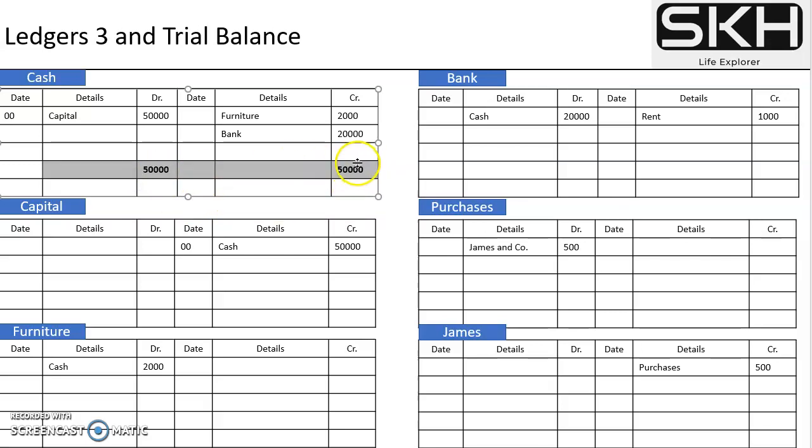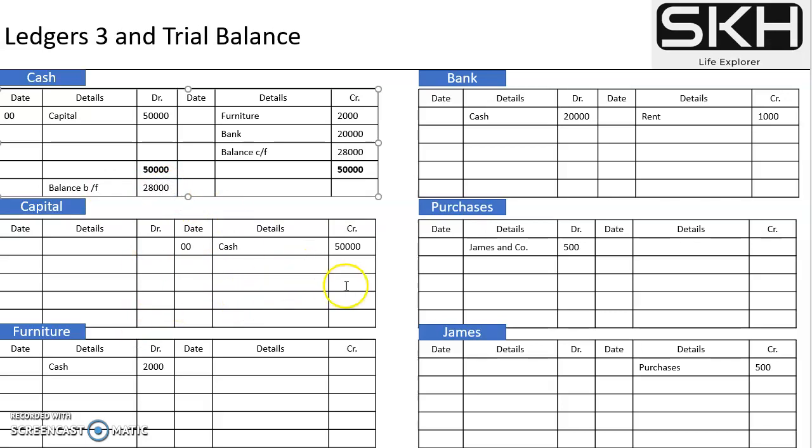So I'll make it a little bit more prominent, and I will subtract the smaller side. The smaller side is 22,000. So the balance is 28,000. So this is called balance CF. And then we will post down this balance on the opposite side, and this will become balance BF, and balance BF is 28,000 in the cash.